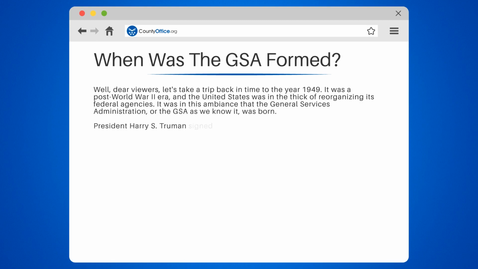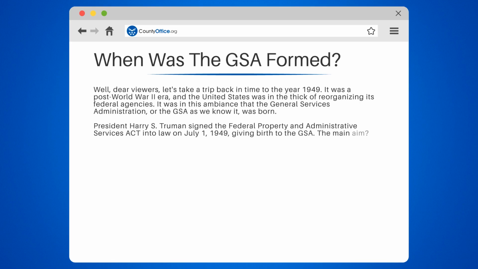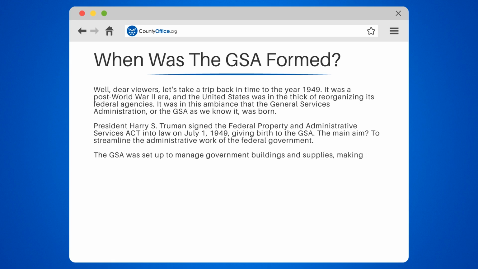President Harry S. Truman signed the Federal Property and Administrative Services Act into law on July 1, 1949, giving birth to the GSA. The main aim? To streamline the administrative work of the federal government. The GSA was set up to manage government buildings and supplies, making it the real estate broker, quartermaster, and office manager of the federal government.